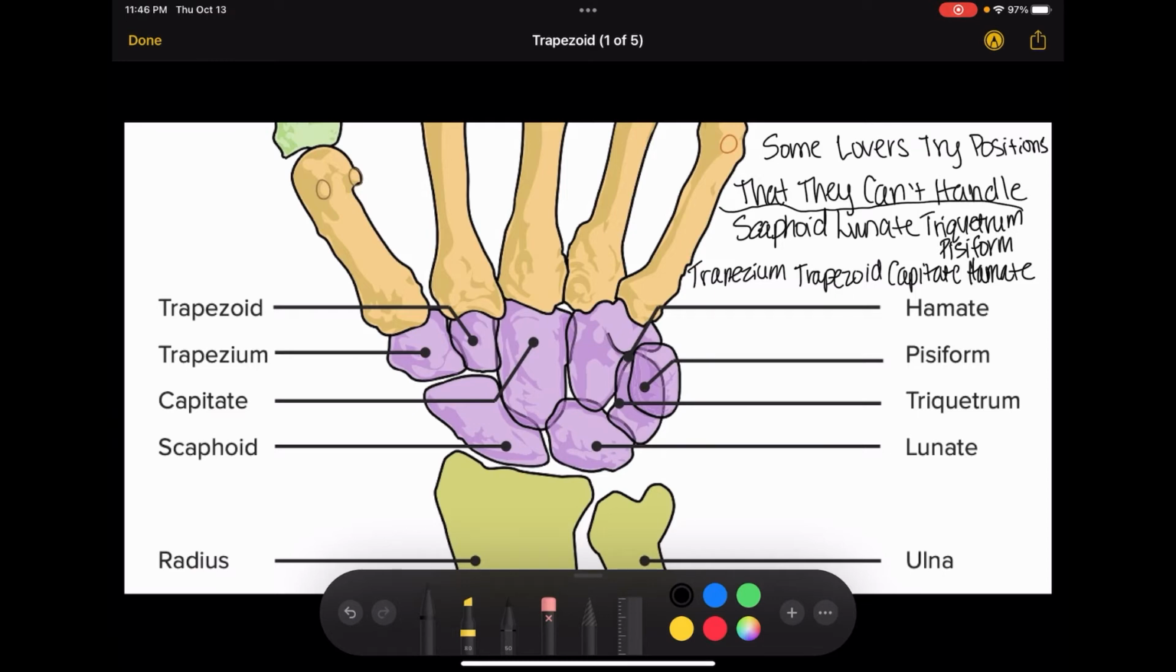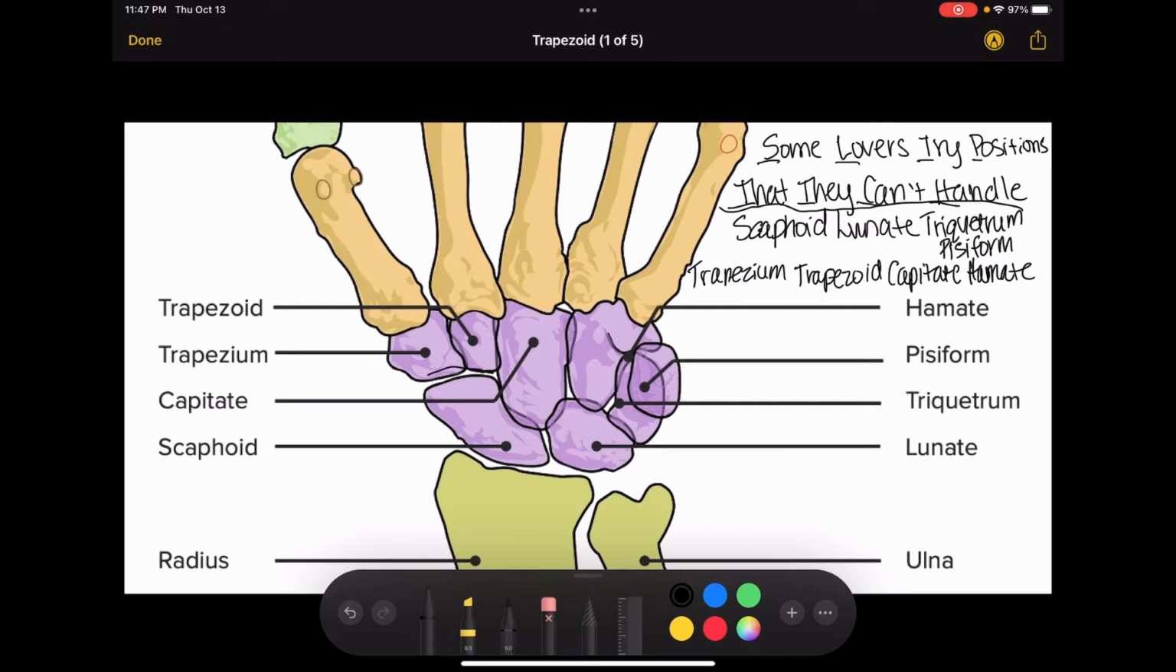So, some lovers try positions, that is for the proximal row, and that they can't handle is for the distal row. The S is for scaphoid, the L is for lunate, the T is for triquetrum, the P is for pisiform, the T is for trapezium, the other T is for trapezoid, the C is for capitate, and then the H is for hamate. So that's how you can remember the different names. Hopefully that helps. And then you also kind of have to know the different special things about each bone.